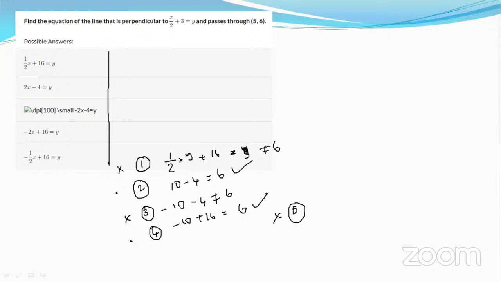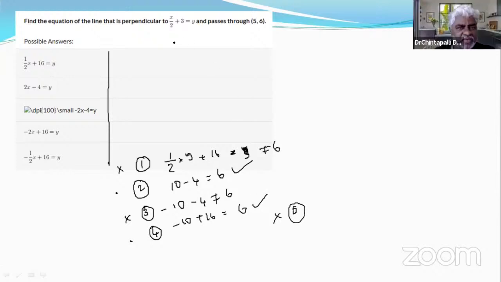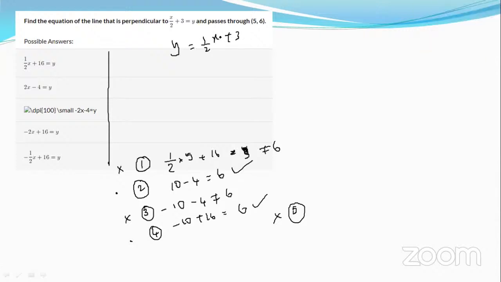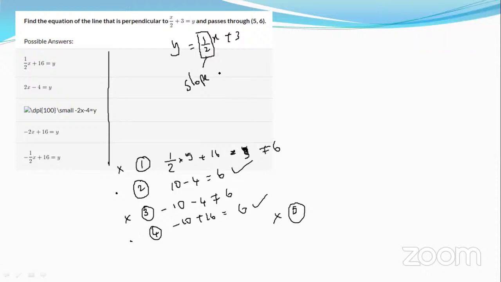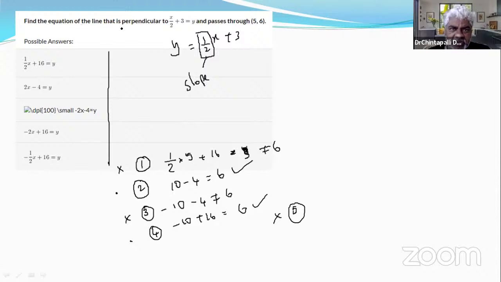Actually, what is the given equation? The given equation is y is equal to half times x plus 3. The x coefficient is 1 by 2, so its slope is 1 by 2. The required line is perpendicular to the given line.